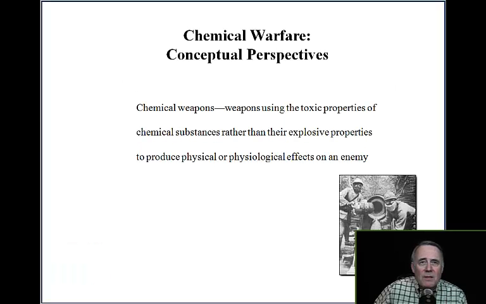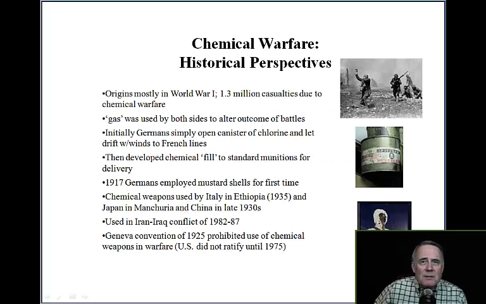Chemical weapons. Chemical weapons are weapons using the toxic properties of chemical substances rather than their explosive properties to produce physical or physiological effects on an enemy. Origins mostly in World War I. There were 1.3 million casualties due to chemical warfare. Gas was used by both sides to alter the outcome of battles.